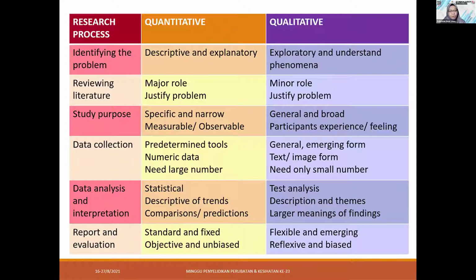Then in terms of report and evaluation, quantitative is standard and fixed, objective, and unbiased in what we present. But qualitative is very flexible, emerging, reflexive, and also biased, in the sense that we cannot generalize it. So it's focused on the specific population that we study.